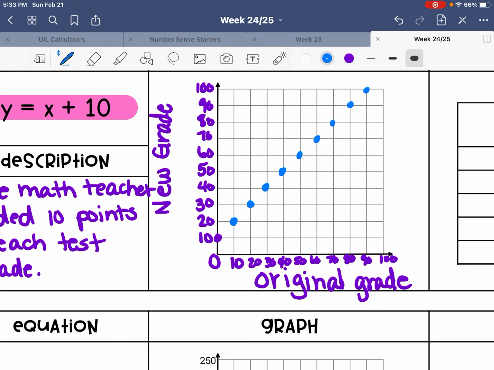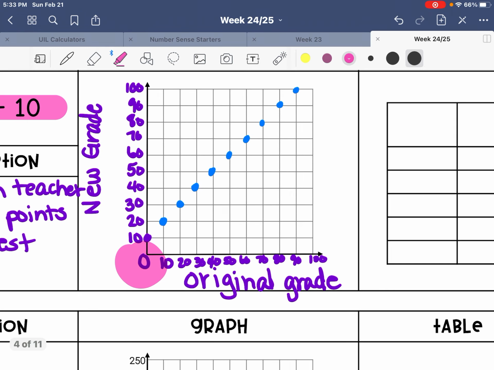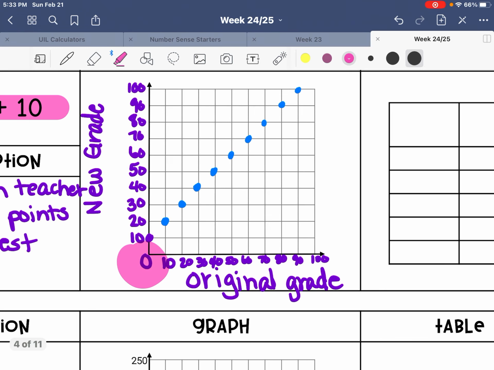So notice that our graph does not, however, start at the point 0, 0, because even if you made a 0 on the test, the teacher's still going to give you that 10 points. So you're never going to have a 0 on that test. No 0, 0 is going to exist in an additive relationship.